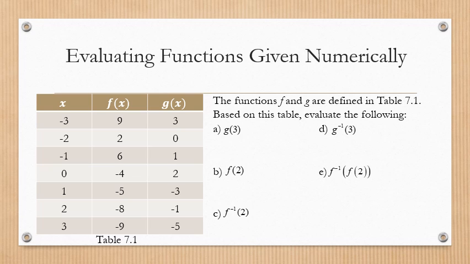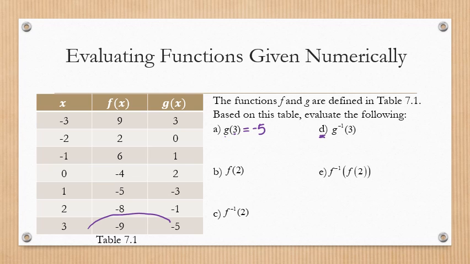Let's look at some examples. The functions f and g are defined in table 7.1. Based on this table, evaluate the following. G of 3. So this means find your function g, input in 3, tell me what the output is. So here's g. When I input 3, it outputs -5.